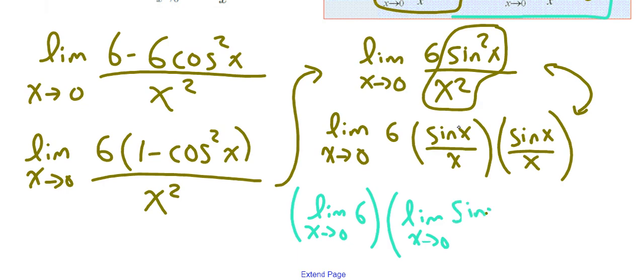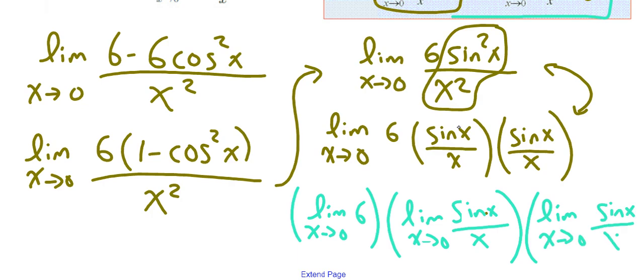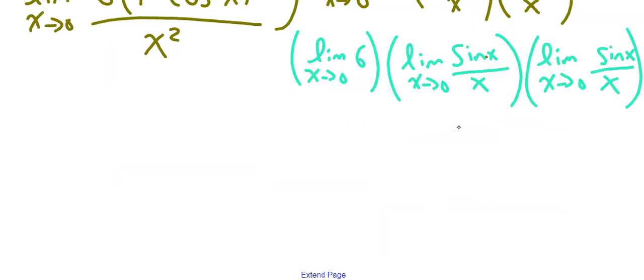And if we do this, once again, you don't really have to write this part. We'll just have that agreement from here on out. But if you write it this way, then first of all, the limit of 6 as x approaches 0, well, think about it.